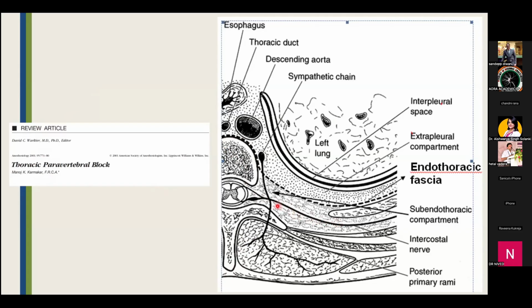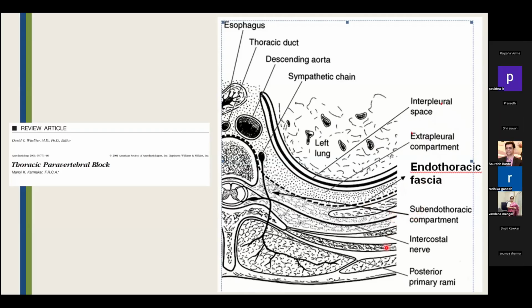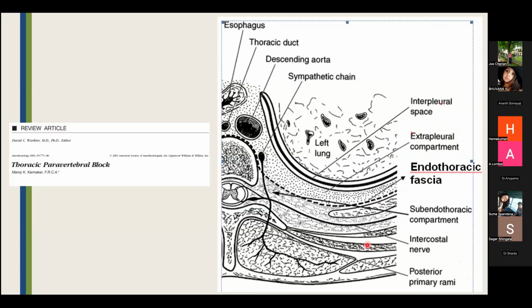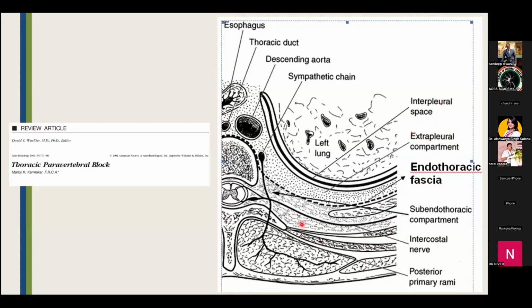But more important, what has been depicted here is the endothoracic fascia. Now, this endothoracic fascia lines the parietal pleura, and it forms two compartments. Very important is the extrapleural compartment, which is the ventral compartment, and the subendothoracic compartment, which is the dorsal compartment. These two compartments have been noted earlier, and you really don't appreciate with the needle tip whether you have really transgressed the endothoracic fascia.